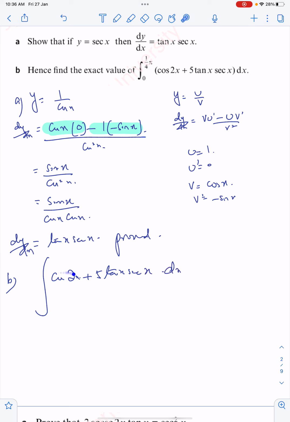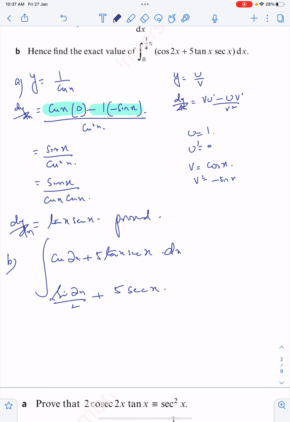We know the integration of cos of 2x is going to be sine of 2x divided by 2, and 5 times tan x sec x. If the differentiation of sec x is tan x sec x, that means the integration of tan x sec x is going to be sec x. So I'm writing sec x here. We have integrated it. Now putting the boundaries, which are pi by 4 and 0.